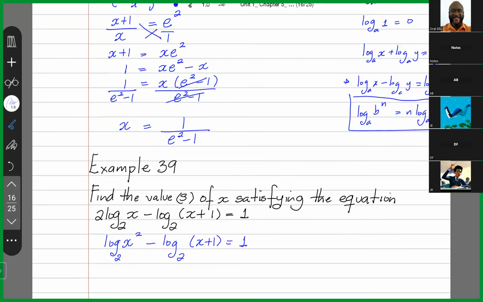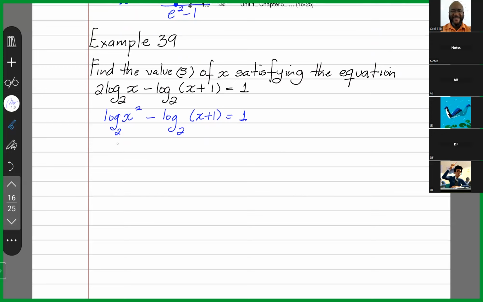The next thing I'm going to do now is apply this law to make the left-hand side into 1 log. So let's apply that second law. In applying the second law, I'm going to get the log to the base 2 of x squared over x plus 1, and this is equal to 1. Again, I just used another law of logarithm to make the logarithm expression on the left into 1 log.